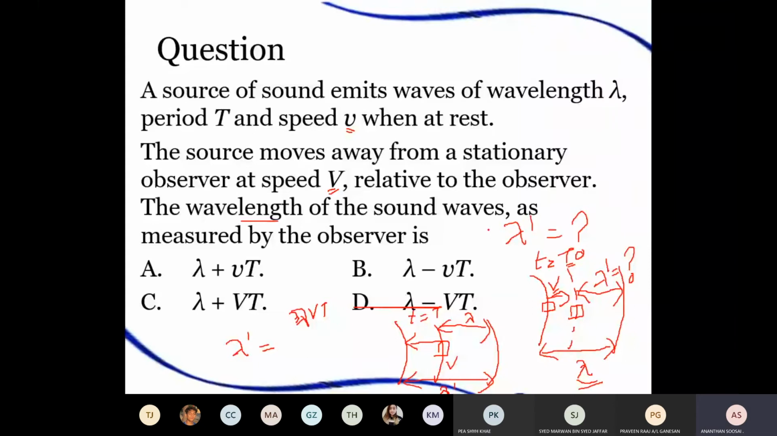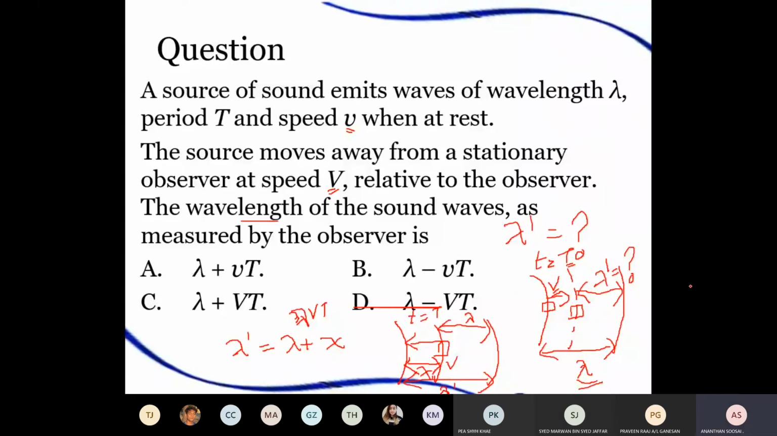Does the new lambda get longer or shorter? Is the lambda dash bigger than lambda or smaller than lambda? Because the ambulance is moving away, the new lambda is getting longer, right? So the original lambda is shorter, the new lambda is longer. So what is the new lambda? The new lambda is the original lambda plus the extra distance traveled by this ambulance, X. So it should be lambda plus X.